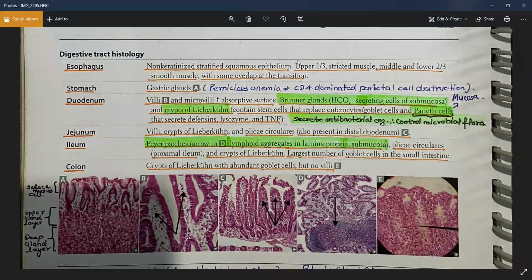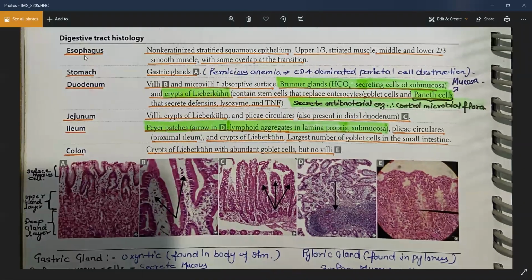Like CREST syndrome, scleroderma, right? In scleroderma, you will have smooth muscle atrophy, and the smooth muscles are present in the lower two-thirds of the esophagus. So in scleroderma, you will be affecting the lower two-thirds of the esophagus. In dermatomyositis or polymyositis, you will be affecting the esophagus in the upper one-third only. Don't forget that. You will get dysphagia whenever the striated muscles are affected.